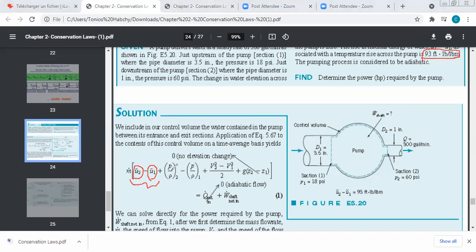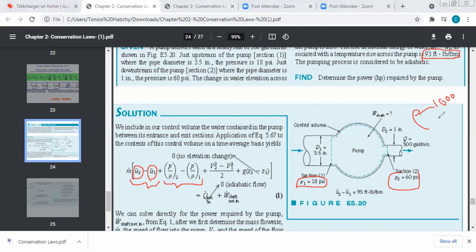Now, concerning the second term of enthalpy, P over rho, we should find P over rho at state 2 minus P over rho at state 1. So here what we can do: the pressure P1 is given, it is 18 psi, and the pressure at section 2 is also given. Now concerning rho, since it's water, we can use the value; rho is constant between the two sections. You know that for water, rho is 1000 kilogram per meter cube.